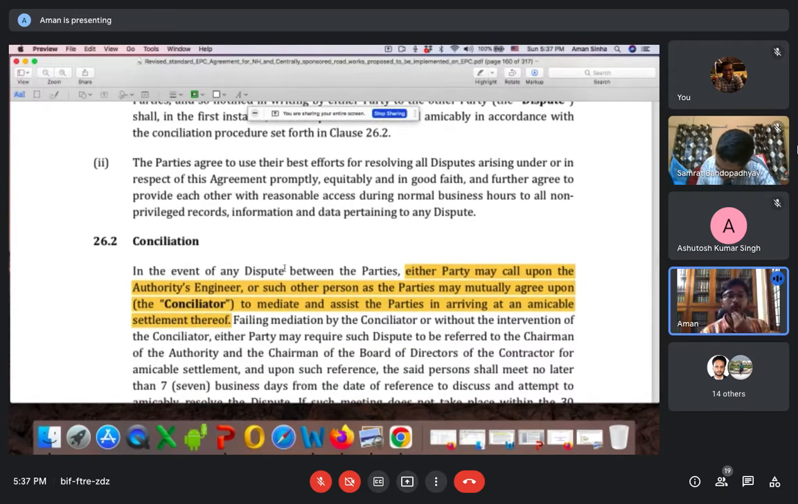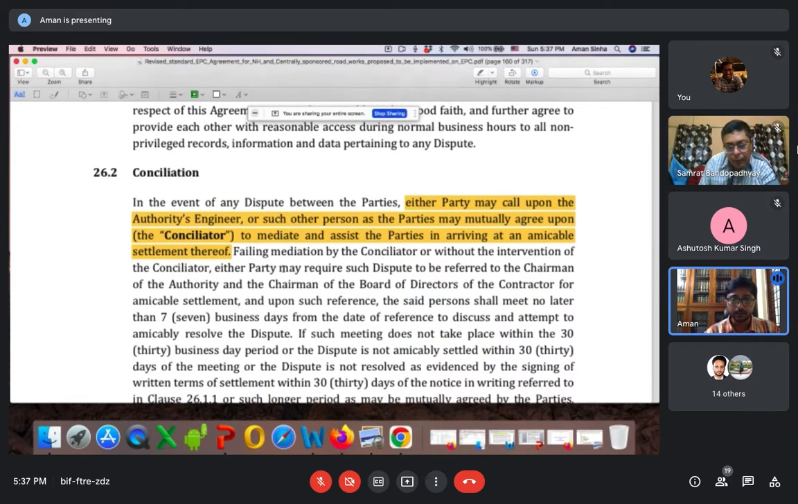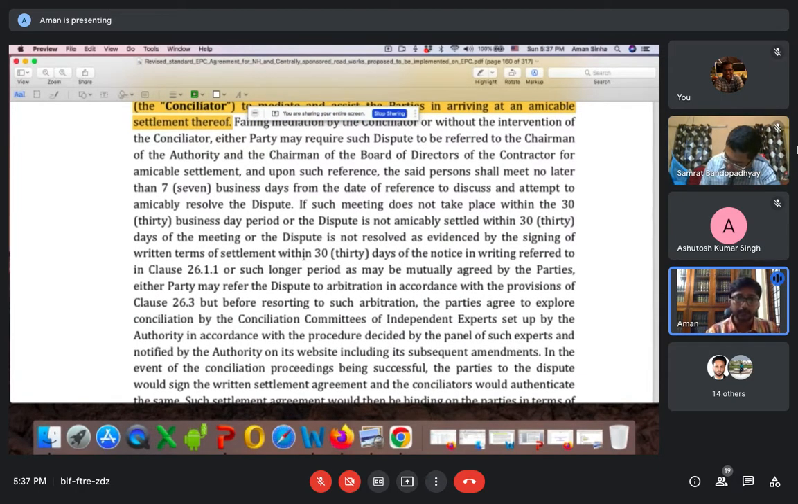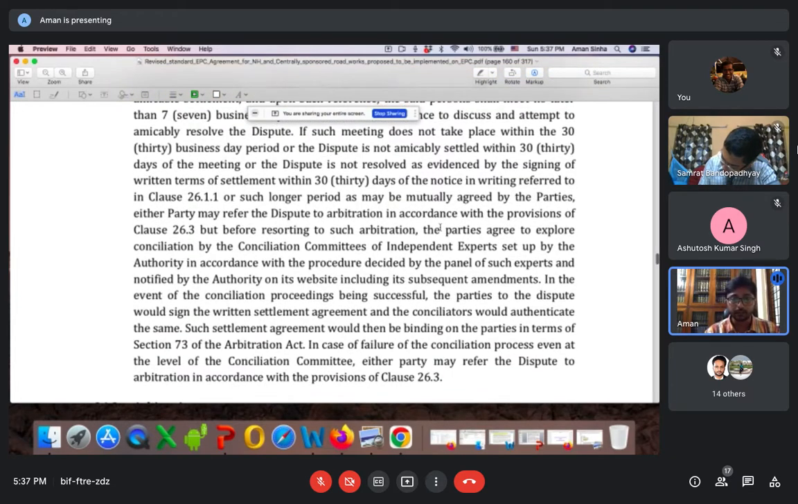This is clause 26.2, conciliation. Although it is redundant, because NHAI has brought in the same independent expert committee for conciliation that I mentioned before. They will look into the matter, and if it fails, there are time limits. If such a meeting does not take place within 30 business days, or the dispute is not amicably settled within 30 days of the meeting, or the dispute is not resolved as evidenced by the signing of written terms of settlement within 30 days of the notice in writing, then the parties will go to arbitration.